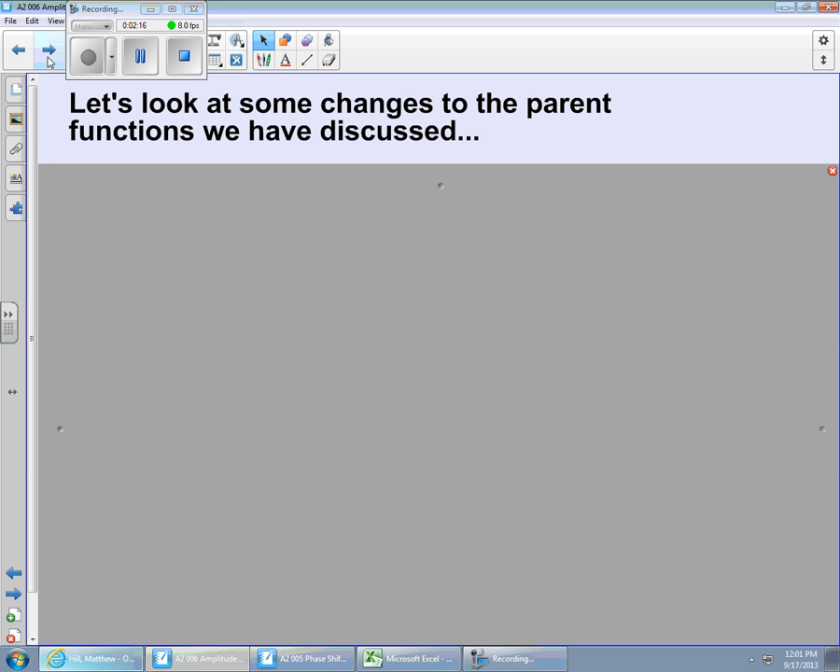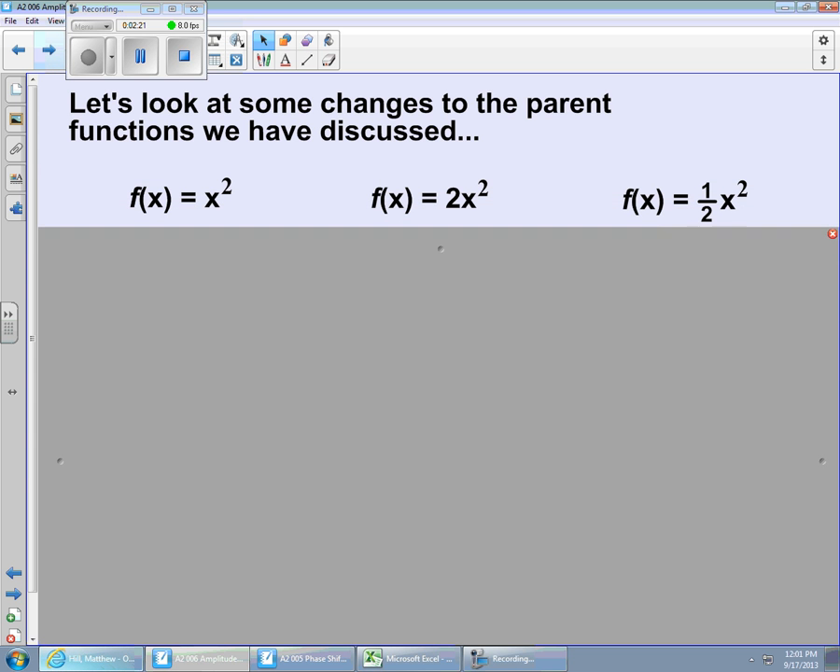All right, so let's look at some changes to the parent functions that we have discussed. Okay, we've been starting off with the parabola, so we'll start off again with the parabola. We can see from the left-hand equation there, that is the parent quadratic. f of x equals x squared. Nothing added or subtracted to x or to the equation, and definitely no coefficient of x, and it's positive.